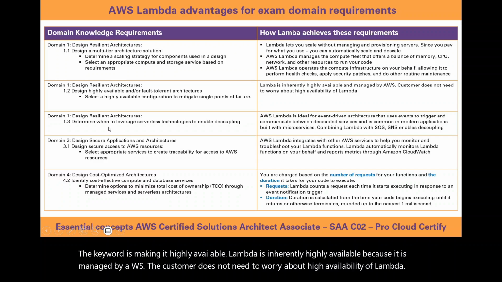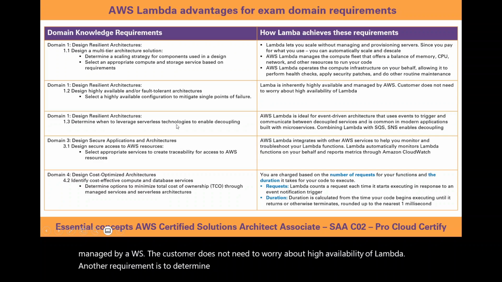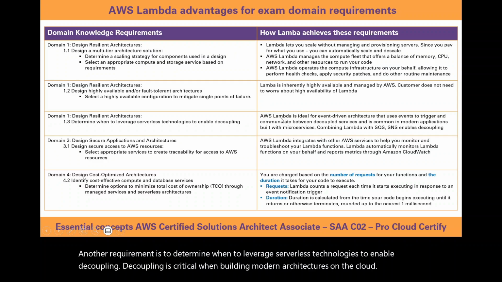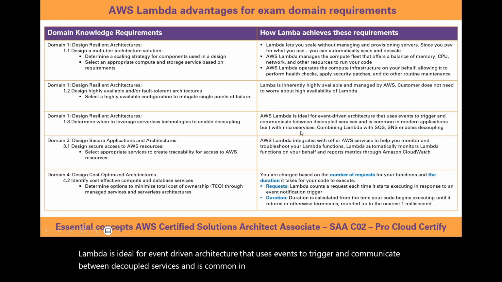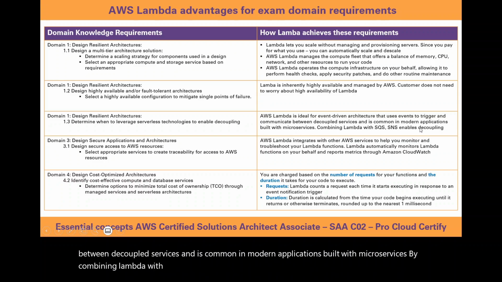Another requirement is to determine when to leverage serverless technologies to enable decoupling. Decoupling is critical when building modern architectures on the cloud. AWS Lambda is ideal for event-driven architecture that uses events to trigger and communicate between decoupled services, and is common in modern applications built with microservices. By combining Lambda with SQS and SNS, you can enable decoupling.